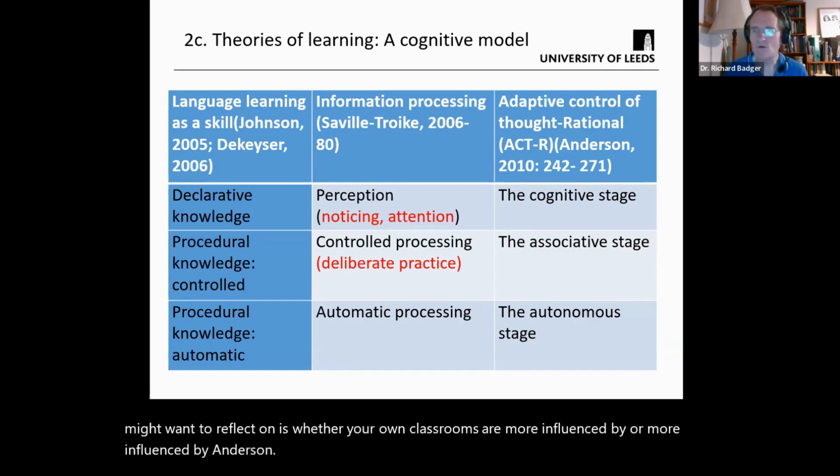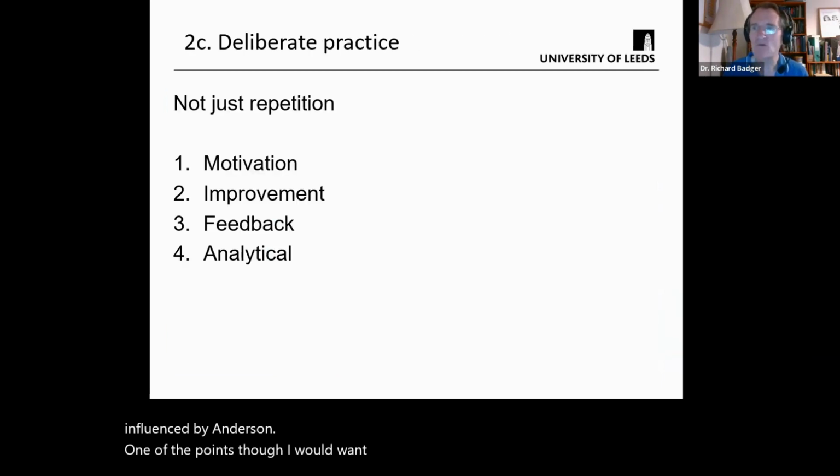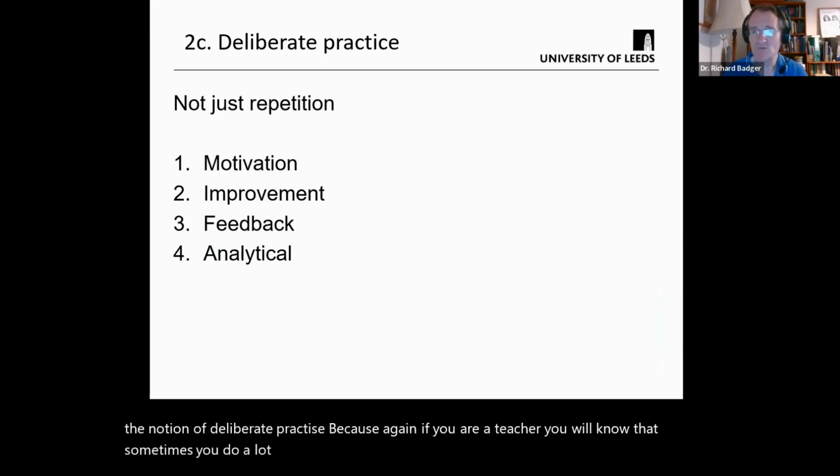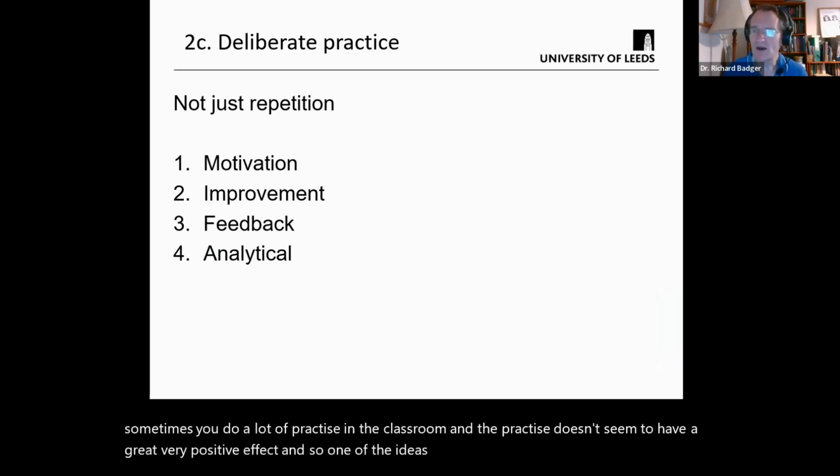Now, one of the points, though, I would want to make here within the cognitive model is to do with the notion of deliberate practice. Because again, if you are a teacher, you will know that sometimes you do a lot of practice in the classroom and the practice doesn't seem to have a very positive effect. And so one of the ideas that people are now working on is something called deliberate practice.